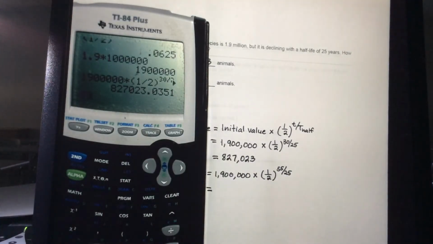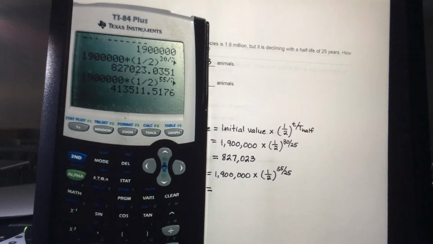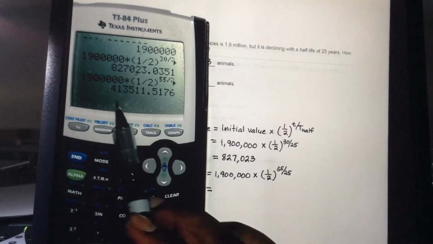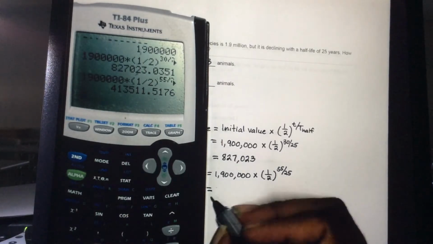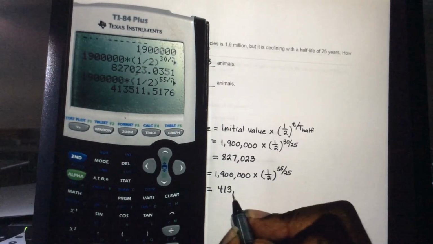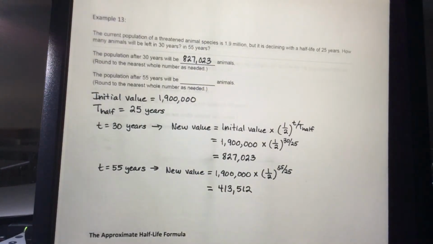So now 1,900,000 times, and I'm going to put 1/2 in parentheses, so left parentheses, 1 divided by 2, close parentheses, press your hat key, and then 55 divided by 25. This will be to one decimal place, to the nearest whole number, 413,512. That would be the population of animals after 55 years.